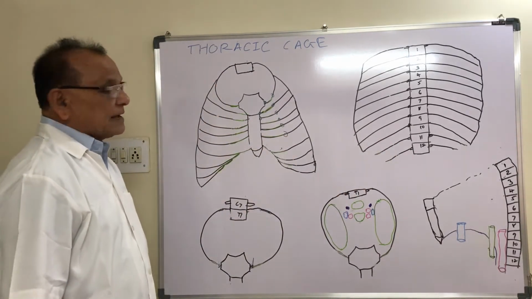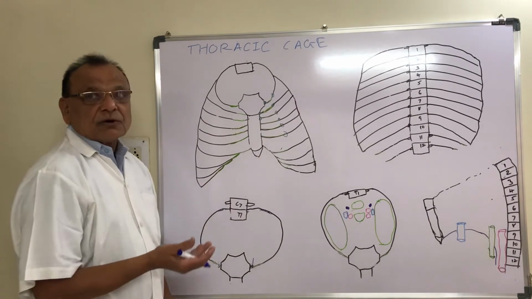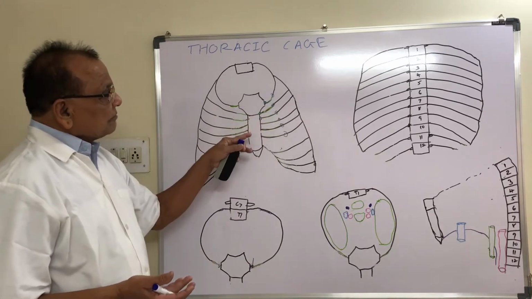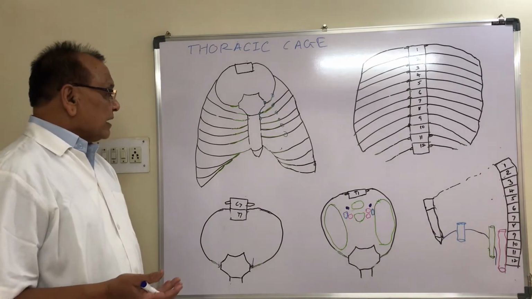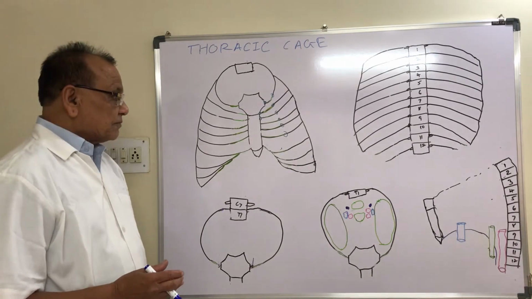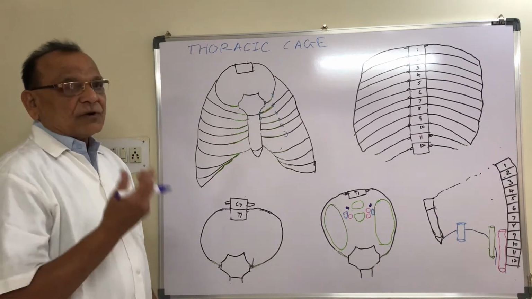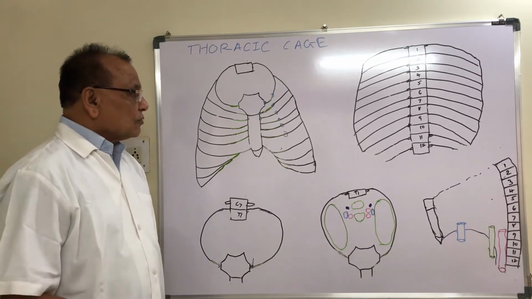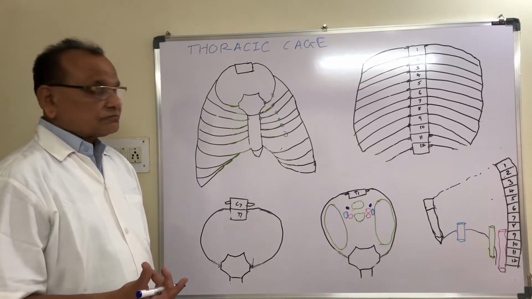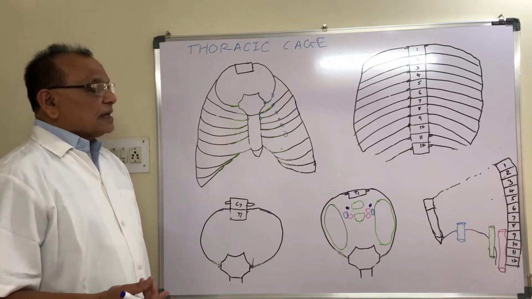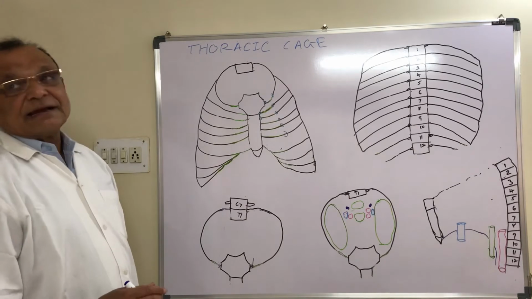So ribs are divided into two groups. The upper 7, by their articulation with the sternum, are called vertebrosternal ribs or the true ribs. And the lower 5 ribs, meaning 8 to 12, are called false ribs. These false ribs are divided into two groups. Group number 1 is the 8th, 9th and 10th ribs, and group number 2 is the 11th and 12th. First we will see the 8th, 9th and 10th ribs.